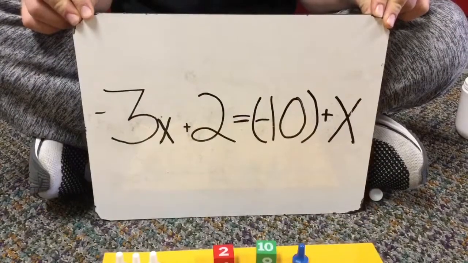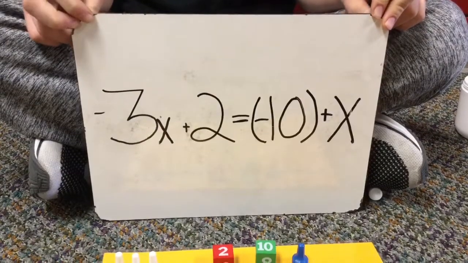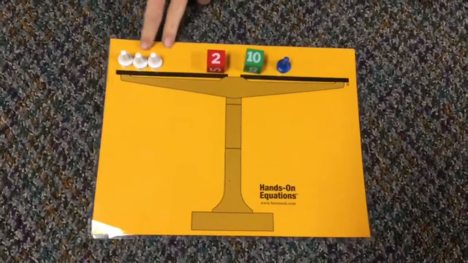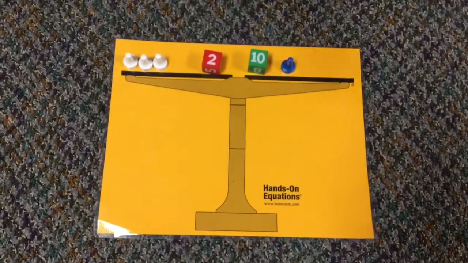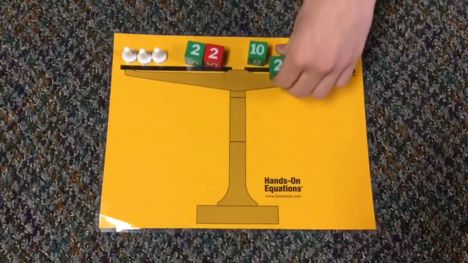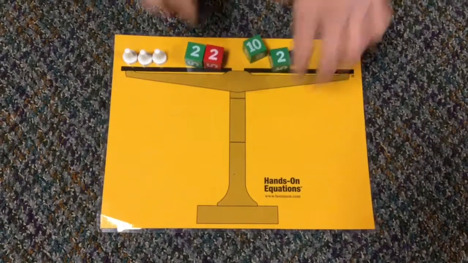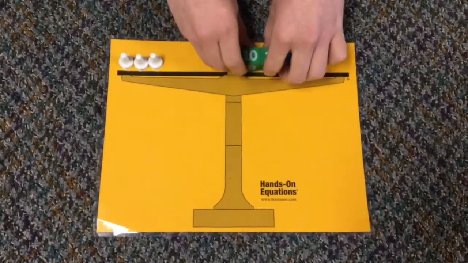Our next problem is the opposite of 3x plus 2 equals the opposite of 10 plus x. So we want to isolate these numbers and get rid of this cube. So we're going to add a -2 to each side because that makes a pair of 0 for these two, and it keeps the scale even. So then we can take those off, and we have -12 here.